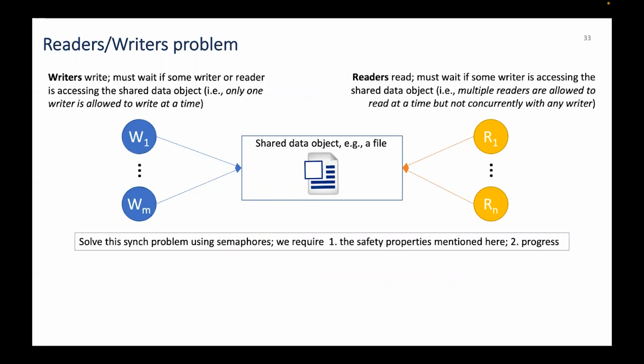Both writers and readers are trying to access a shared resource, for instance, a file. Only one writer at a time can write to such a resource. Multiple readers are allowed to read at the same time, but not concurrently with writers. We are going to look at how we can solve this synchronization problem using semaphores.